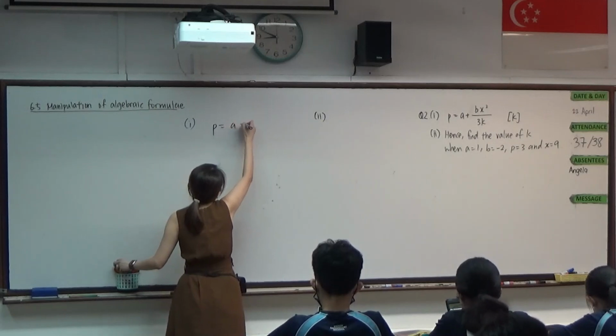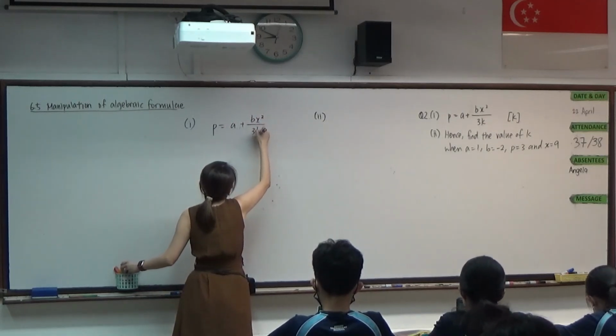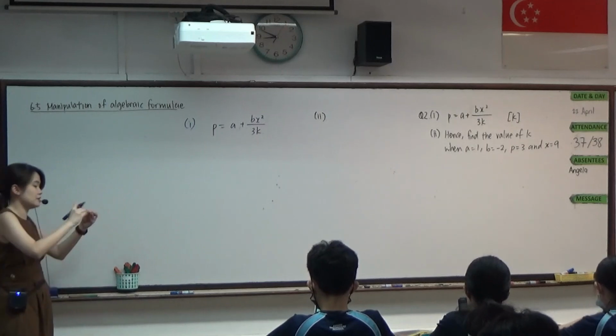Given P equals A plus Bx squared over 3K. Okay, what will your first step actually be?